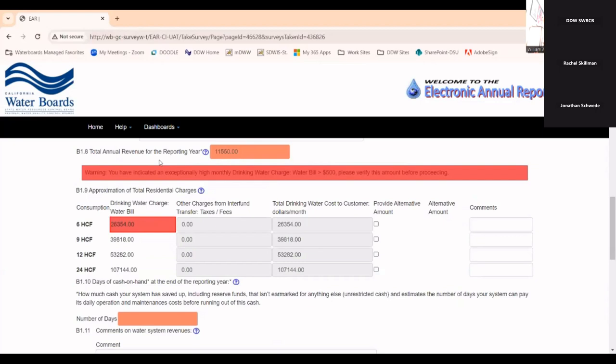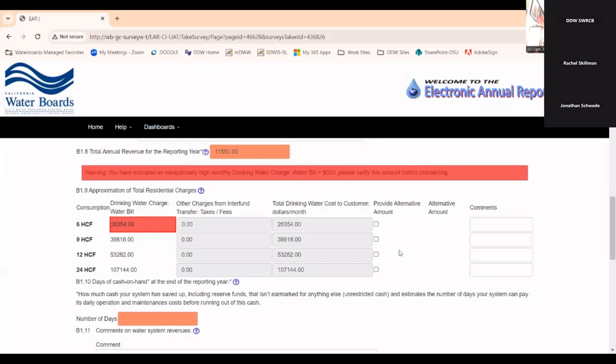And as you can see, there's different tiers, 6 to 24 HCF. Basically, it auto calculates the amount you would charge a customer for your water system at 600 cubic feet of water consumption for a month. And so the auto calculation is saying that we're charging customers $26,000 per month for 600 cubic feet of water.